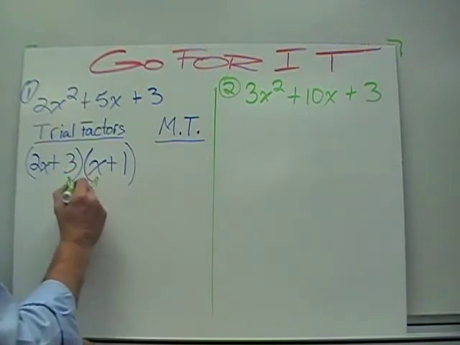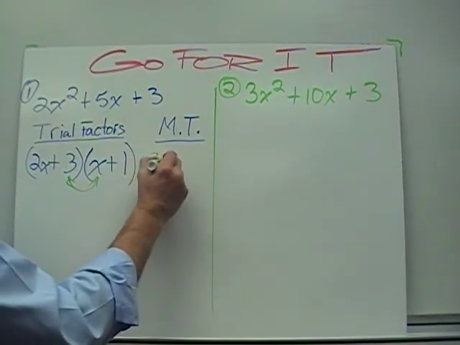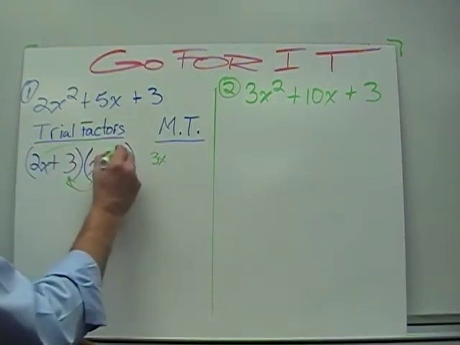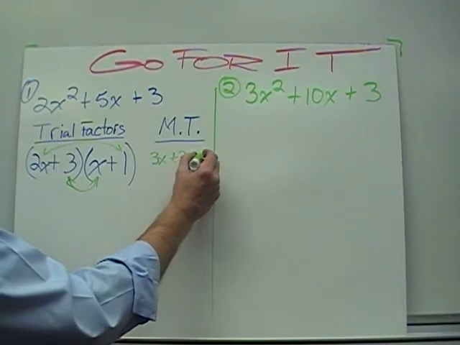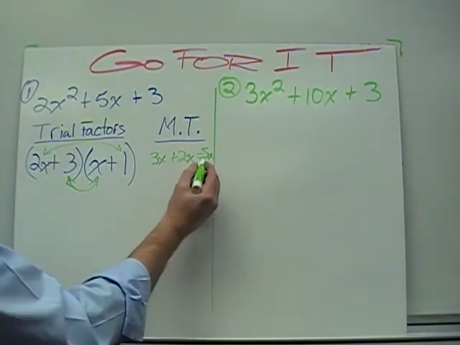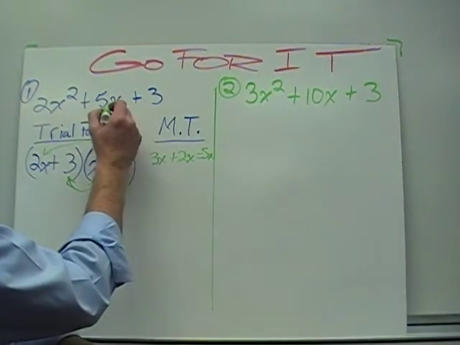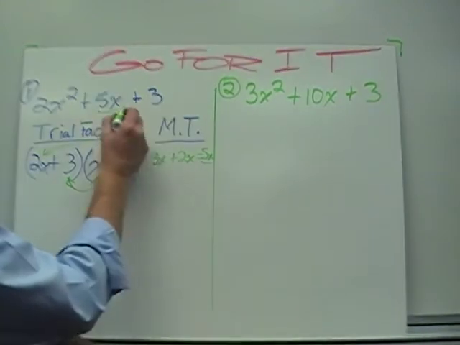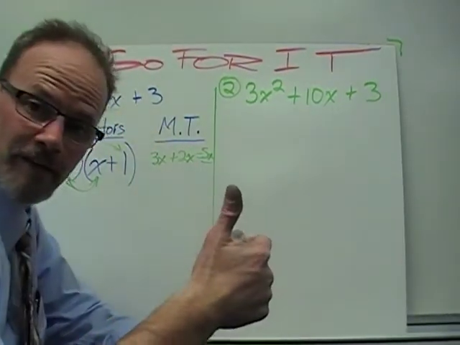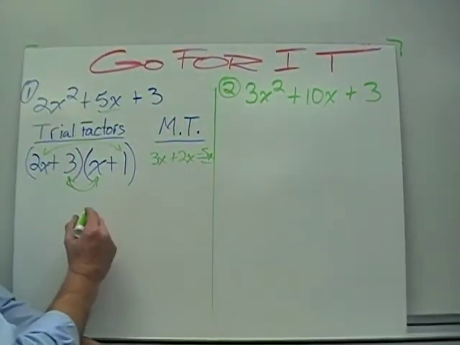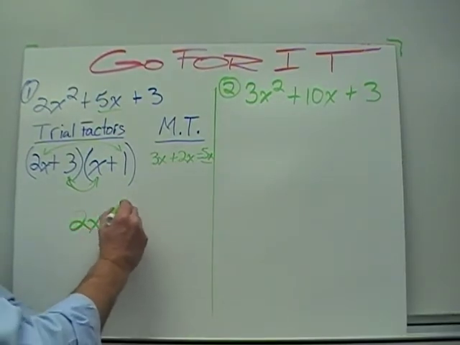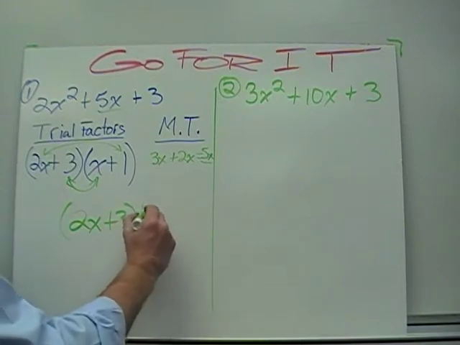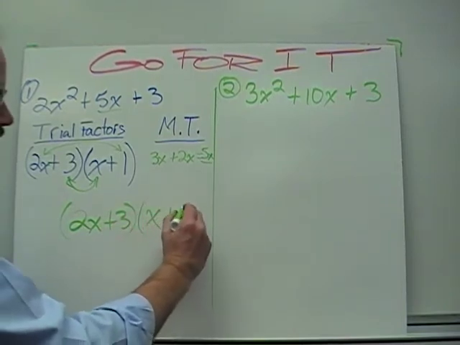Multiply the inners. That's a 3x. Multiply the outers. That's a 2x. That equals 5x. 5x and the middle terms equal out. That's great. We got it right off the bat. So the answer to this is 2x plus 3 times x plus 1.